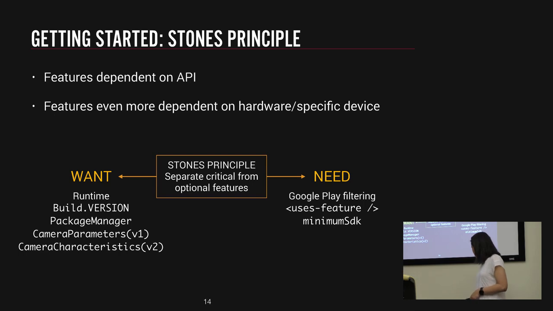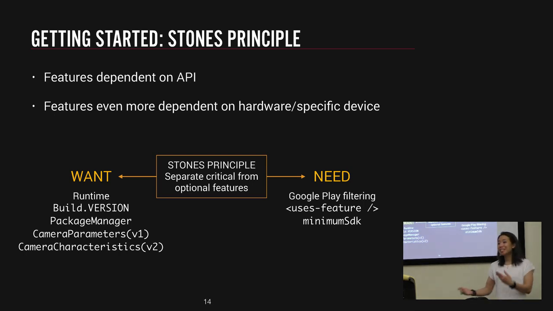All right. So I kind of blathered on a bit about the hardware. Let's take a flip over to the developer side and see what we got. I always like to start out talking about developing camera applications with what I call the Stones Principle. And the Stones Principle is this: you can't always get what you want, but if you try sometimes, you might find you get what you need.